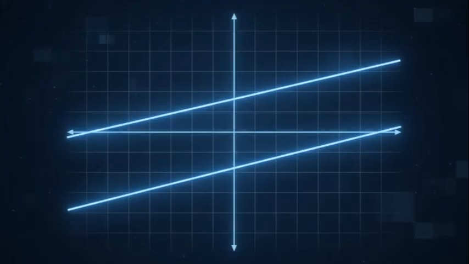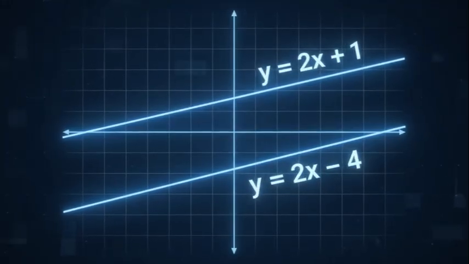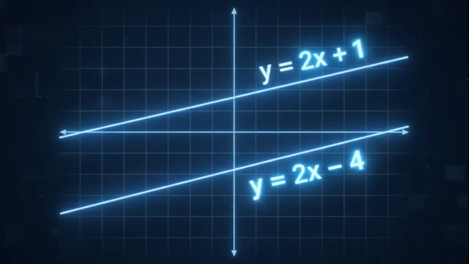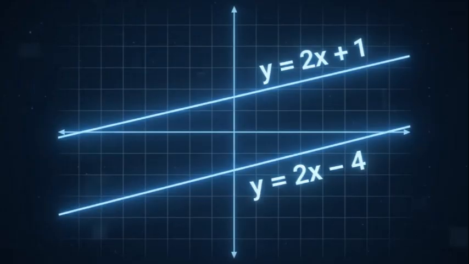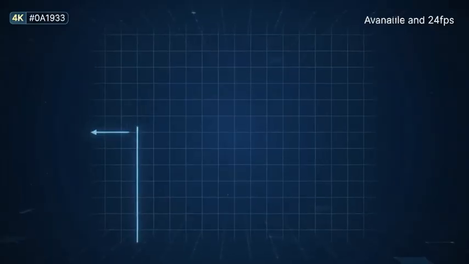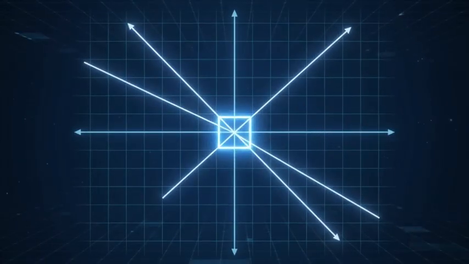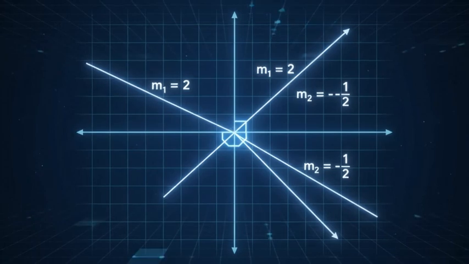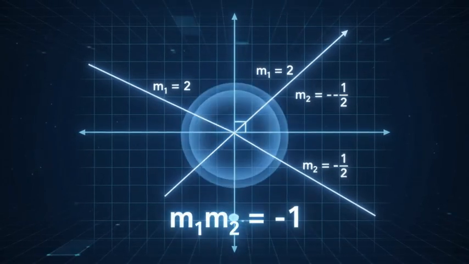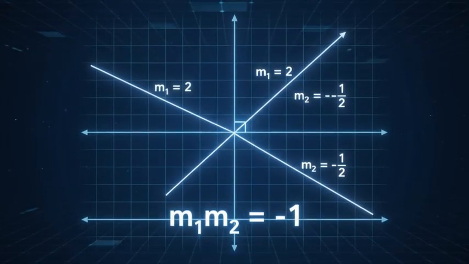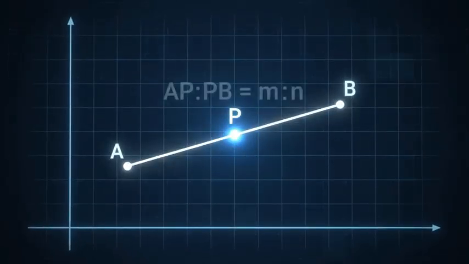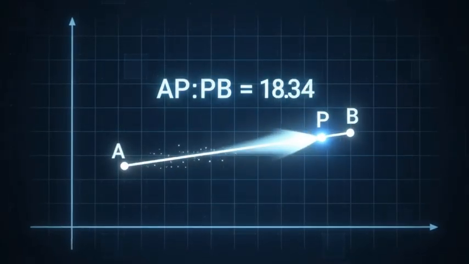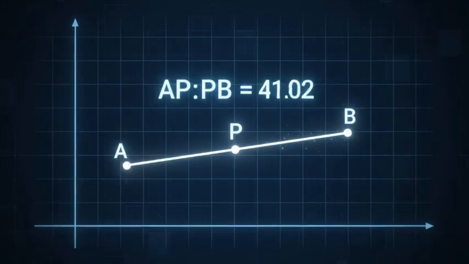Parallel lines have the same gradient but different y-intercepts. Therefore, lines with equal gradients remain the same distance apart. Two non-vertical lines are perpendicular when the product of their gradients is -1. Their gradients are negative reciprocals of each other. Coordinate geometry can also be used to find a point that divides a line segment in a given ratio.